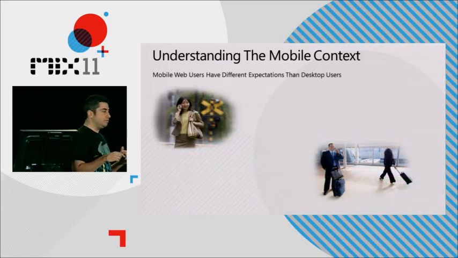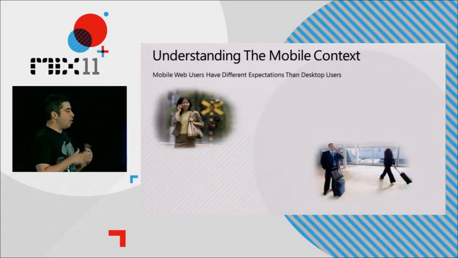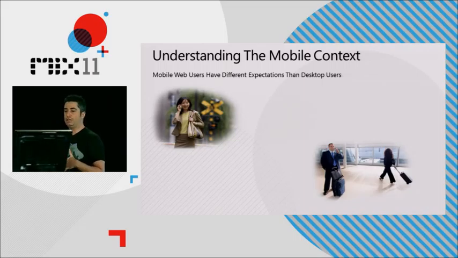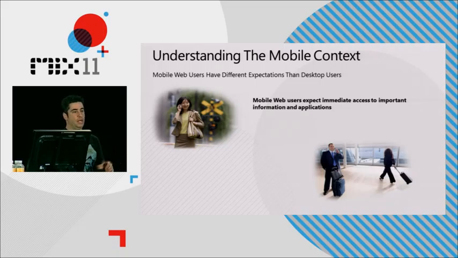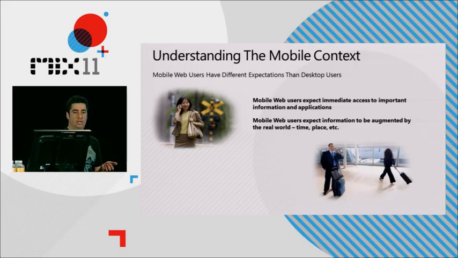And then because of those differences, mobile web users have different expectations than desktop users. They expect immediate access to important information, right? You don't want to have to wait for your phone to boot and then go launch an app and then go find data. You want to be able to get immediate access to stuff. They expect information to be augmented by the real world, things like time and place, things like where they are, right? In the future, other sensors will provide that.